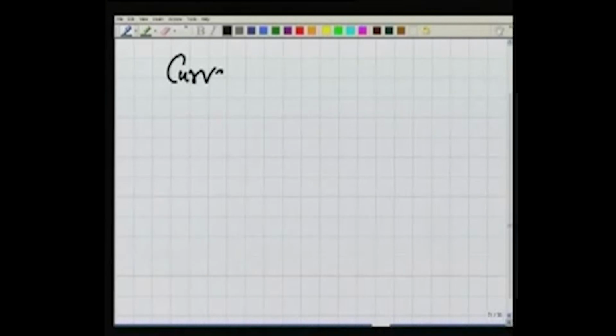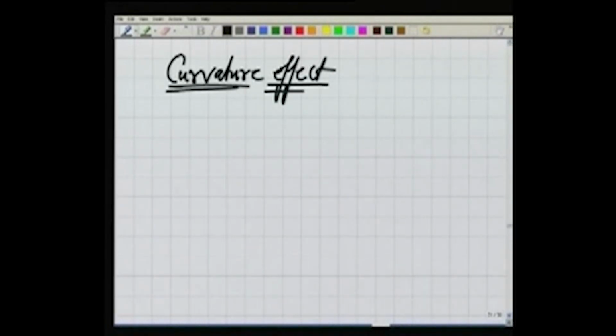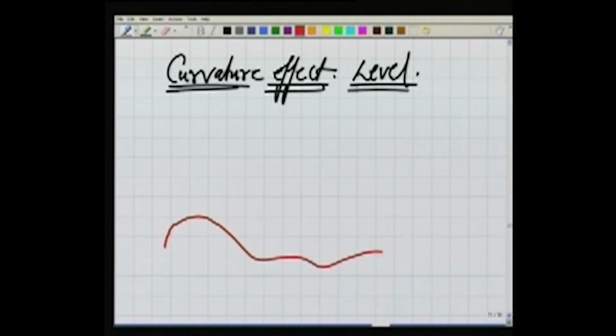One problem is the curvature effect. What is the effect of Earth's curvature when we are doing leveling with a level? Now, I am going to give you one case. Well, here is a point A, and there is a point B.